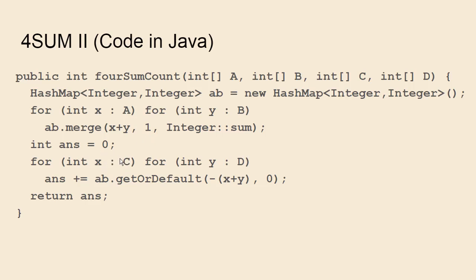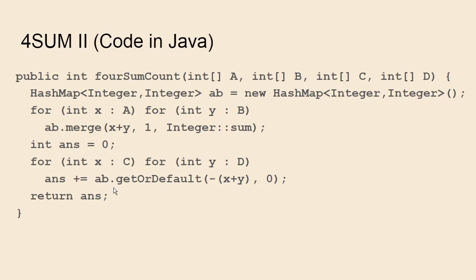Then we iterate through all combinations of values in C and all values in D, and in this case we are trying to see whether the hash map includes the value negative x plus y, because if it does, then we have found one way of getting 0. So we get the number of times negative x plus y appears. If it doesn't appear, we will just use 0.